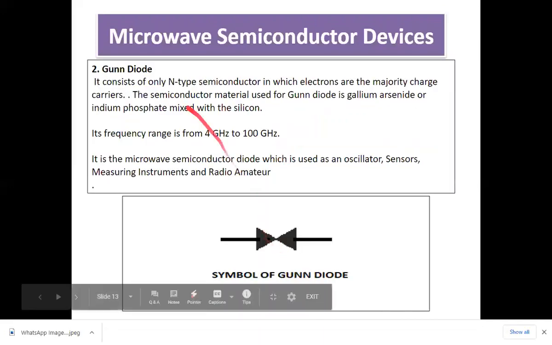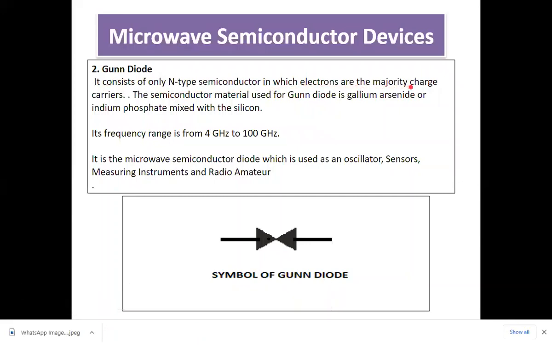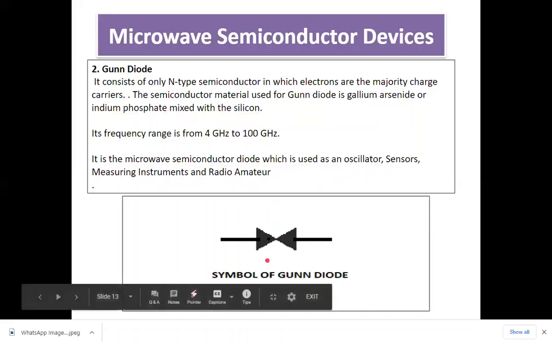Next is gun diode. It consists of only N-type semiconductor, in which electrons are the majority charge carriers. The semiconductor material used for the gun diode is gallium arsenide or indium phosphide mixed with silicon. Its frequency range is from 4 GHz to 100 GHz. It is the microwave semiconductor diode which is used as an oscillator, sensors, measuring instruments and radio armature. Symbol of gun diode is shown here.